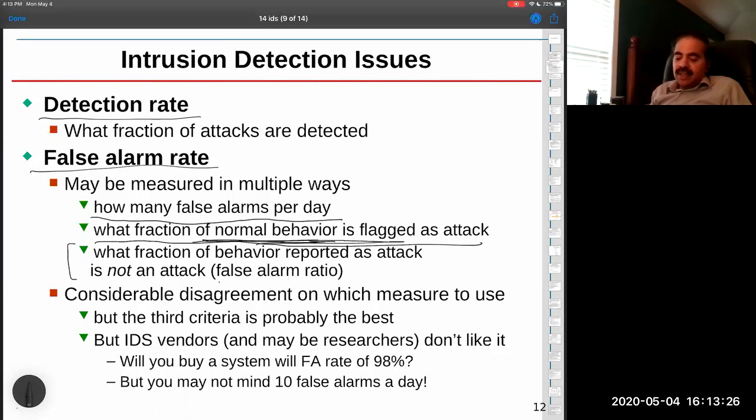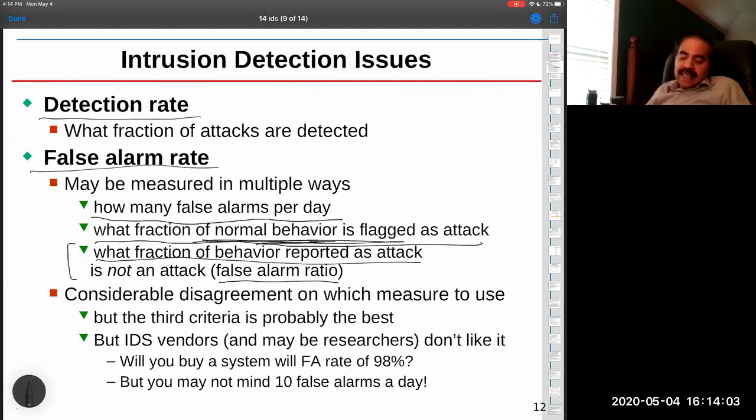Another way to measure, which is sometimes called false alarm ratio, is you ask the question: suppose something is reported as an alarm, what is the probability that it is not an attack? Most of the time, there are lots of false alarms. So 9 out of 10 times, you expect that the alarm is actually a false alarm, and most of the time it's not really an attack. So the false alarm ratio tends to be quite high.